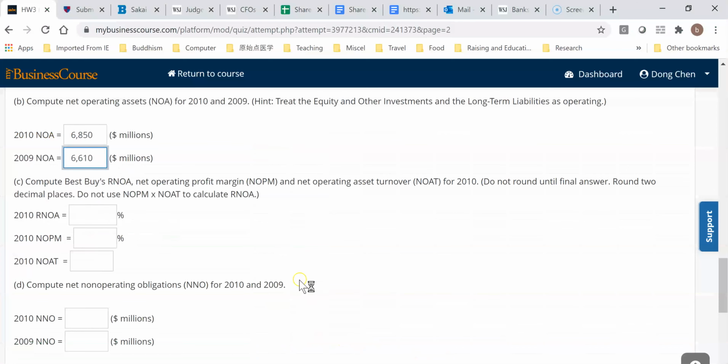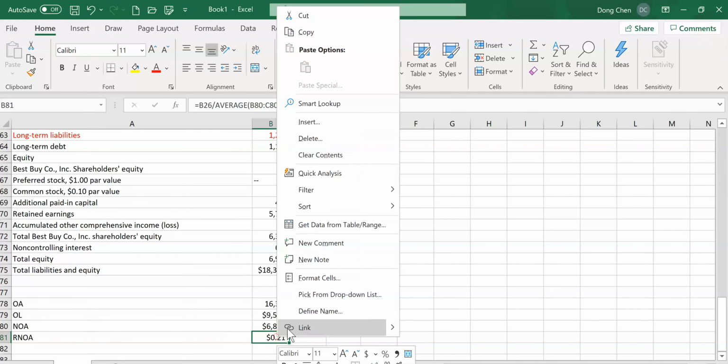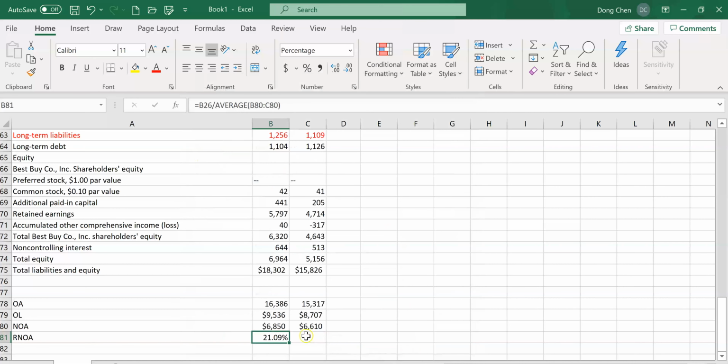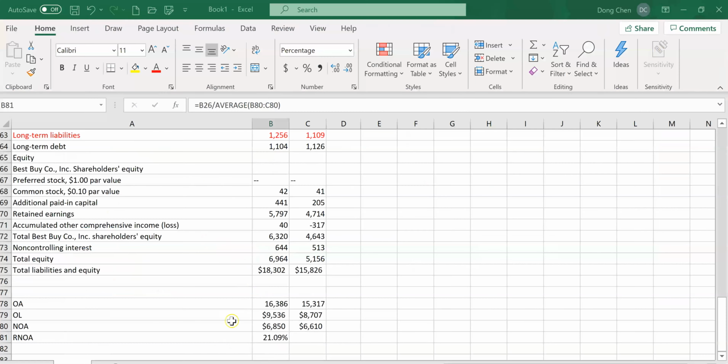But if you check the rounding requirement, you can see that do not round until final answer, round 2 decimal places. But here notice it has the percentage sign. Both RNOA and NOPM has the percentage sign. So we just change this format to be in percentage and keep 2 decimal places. So I can now copy the number 21.09.